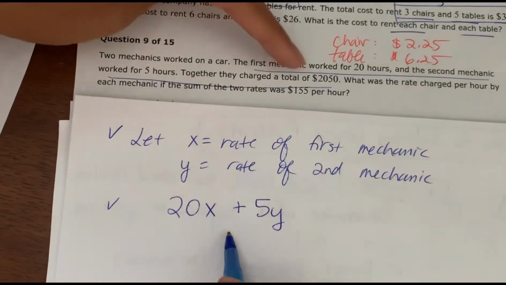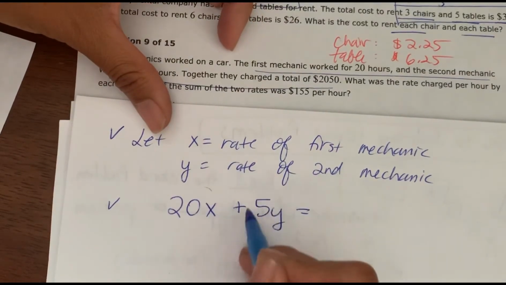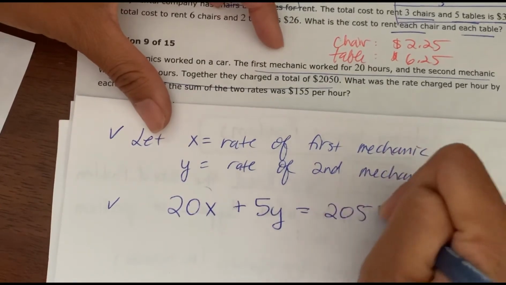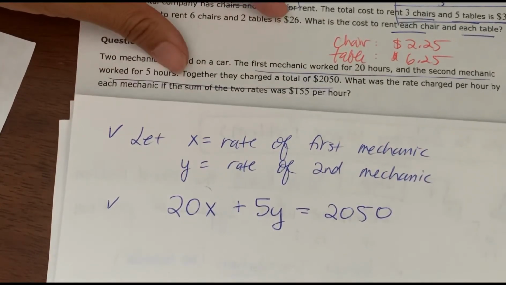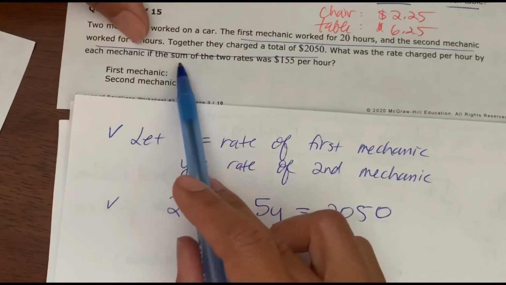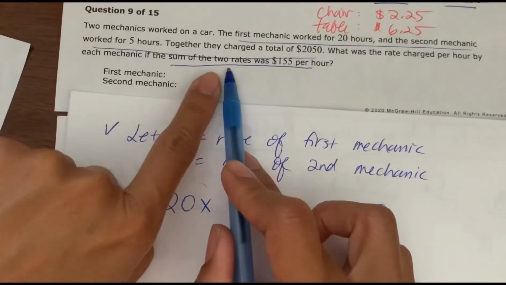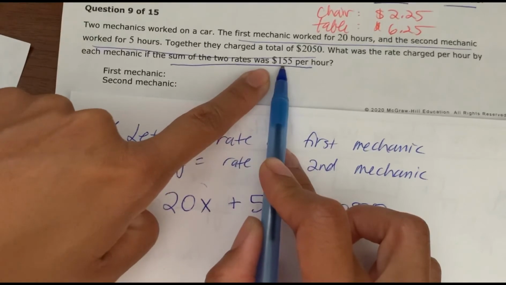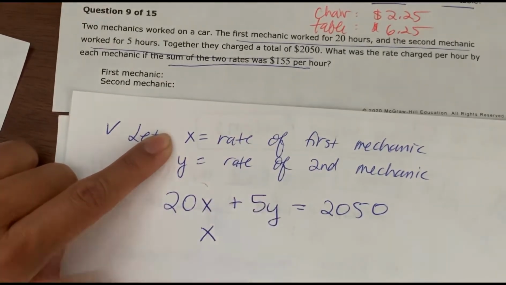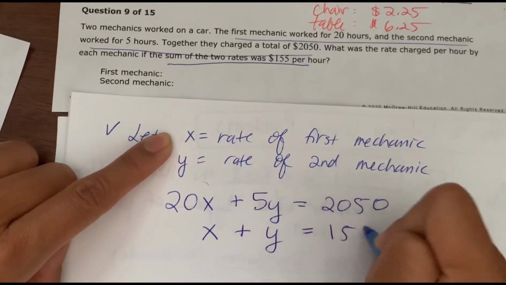So together they charge a total. So this is how much the first mechanic made, how much the second mechanic made in 5 hours and 20 hours. Together they made $2,050. The last equation: what was the rate charged per hour by each mechanic if the sum of the two rates was $155 per hour? So if I added the two rates together, it's $155 per hour. Well, the sum means adding. So the sum of the first guy and the second guy, their rates, that's going to give me a total of $155.